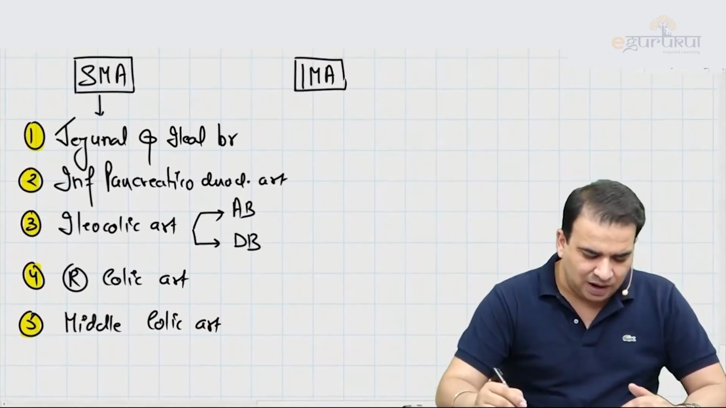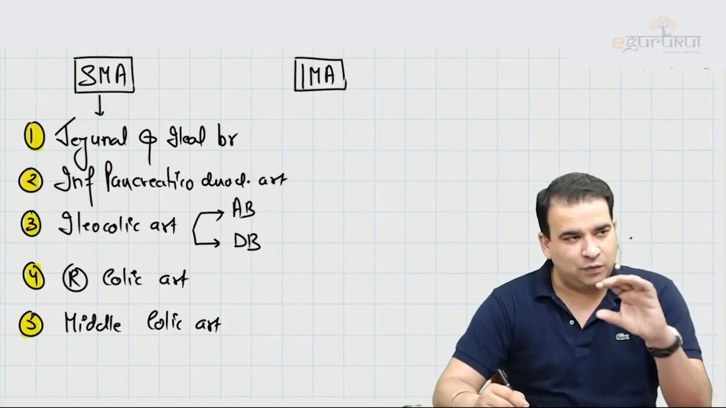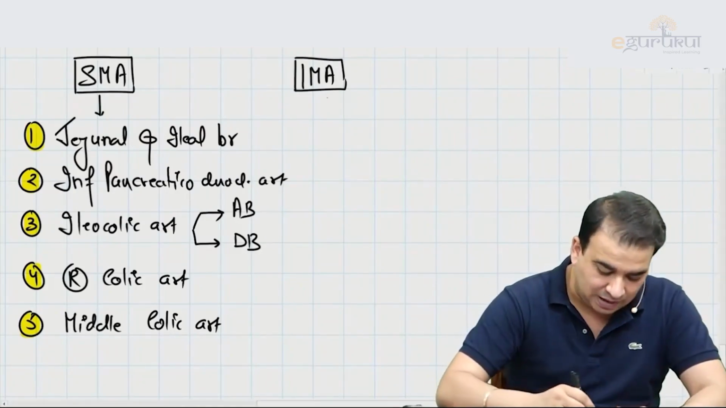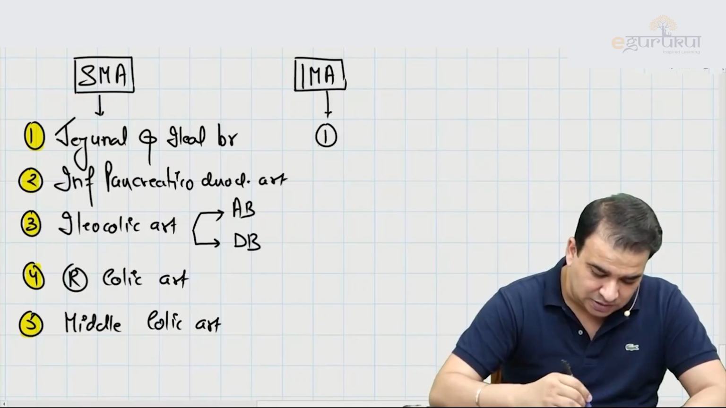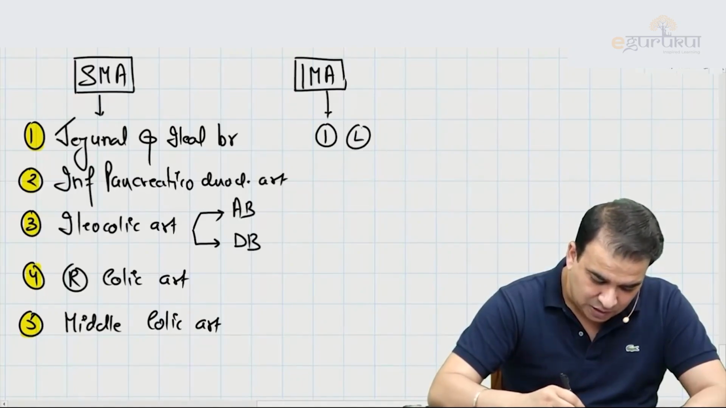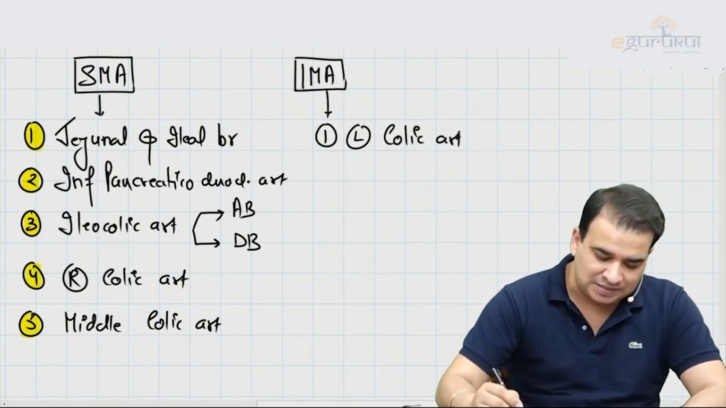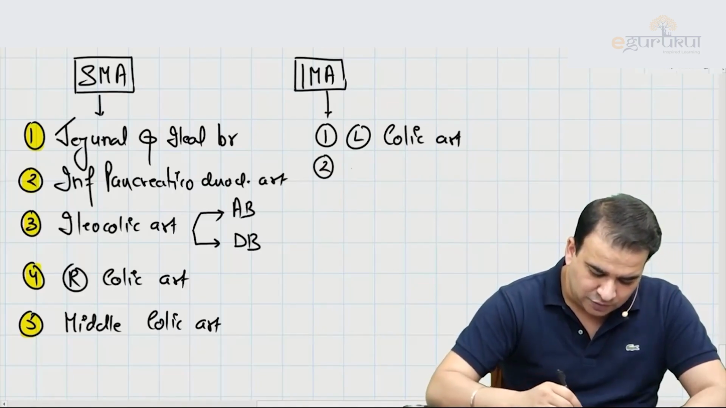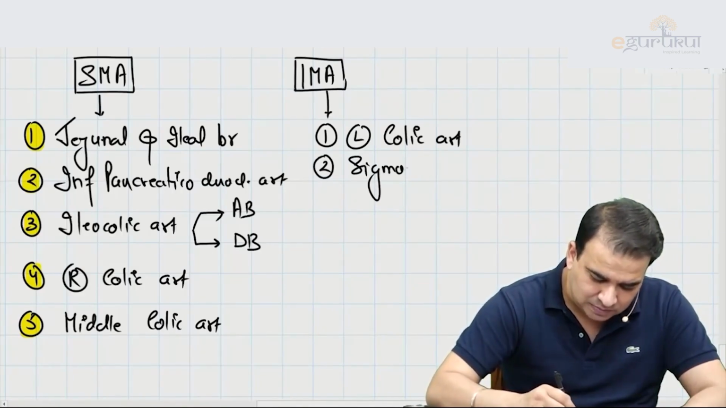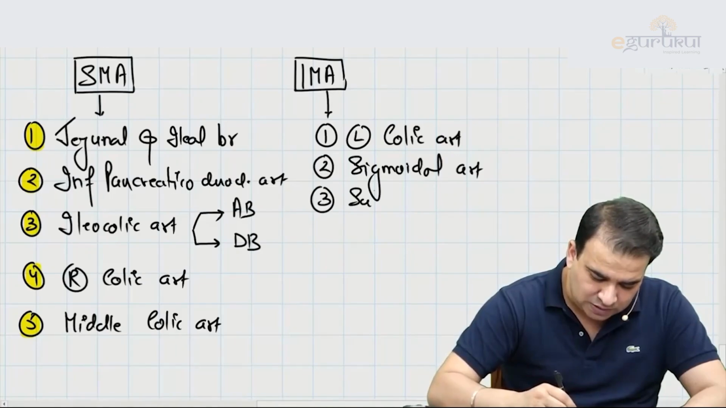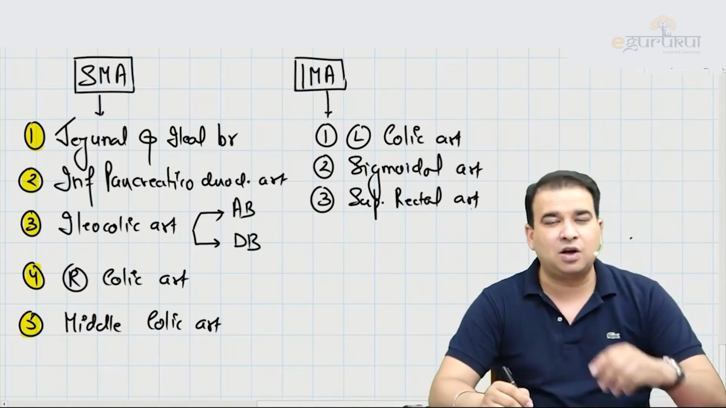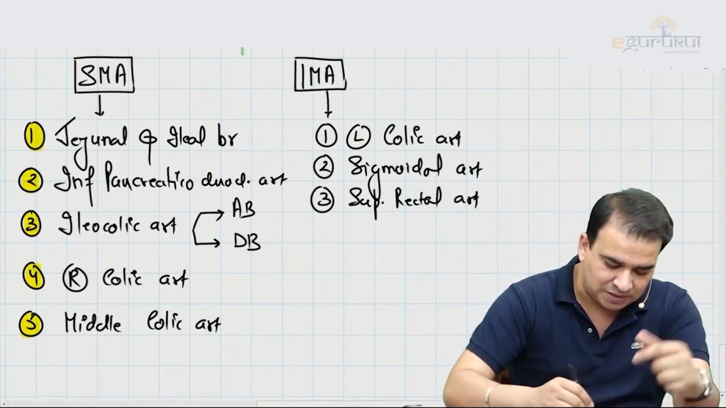The inferior mesenteric artery, on the other hand, which we know is coming from the level of the L3 vertebra, will give off branches. The one will be the left colic artery, the main artery for the descending colon. It gives off numerous sigmoidal arteries, and it will also give off the superior rectal artery. In fact, the superior rectal artery is the continuation of the inferior mesenteric.